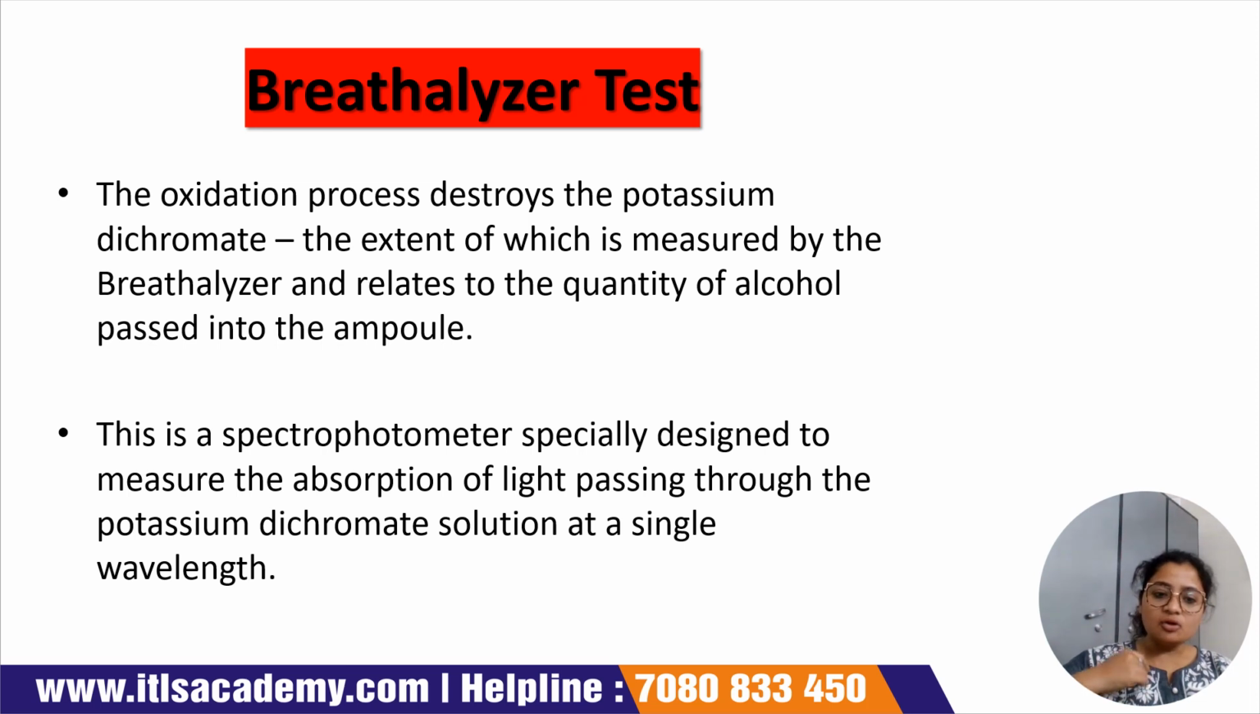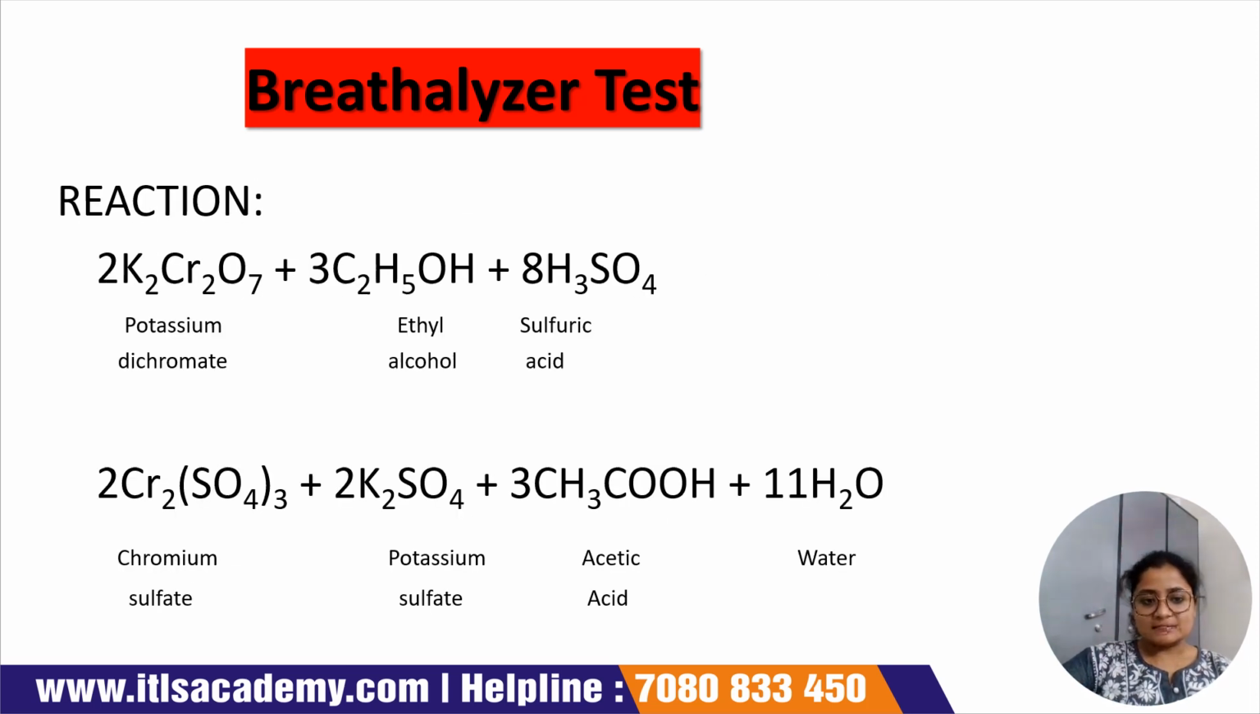Okay, so only if the potassium dichromate is formed will we get the result. See, this is actually what is happening. We have potassium dichromate and sulfuric acid solution, and if the result is positive, then alcohol is present in the alveolar breath, which is nothing but ethyl alcohol, C2H5OH. So these three things react, producing chromium sulfate, potassium sulfate, acetic acid and water.